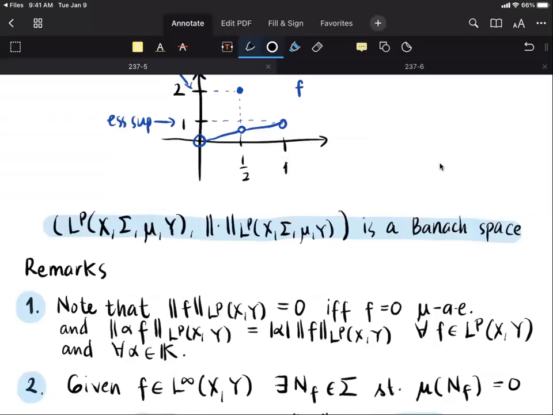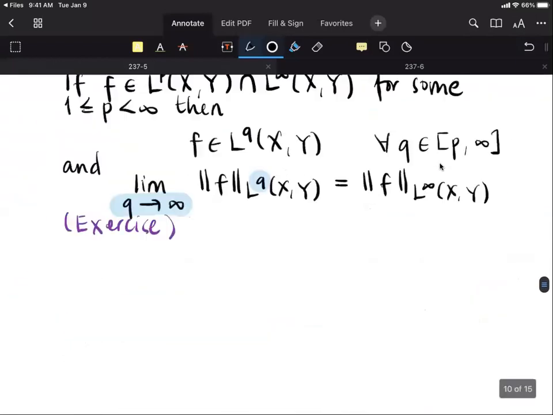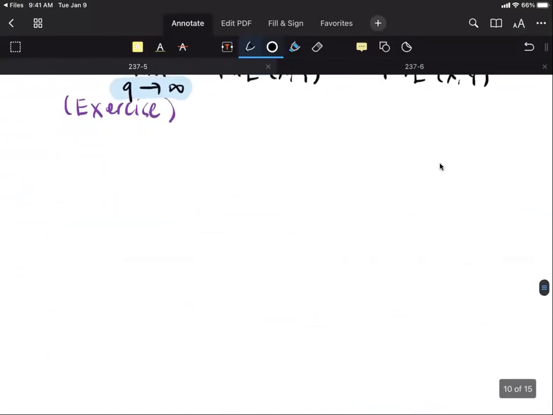So going back to our result that we have mentioned last time, we would like to establish that this LP space, this Lebesgue space equipped with this function, is indeed a Banach space. So it is a complete normed space. To establish that, okay, let's start with a lemma first.